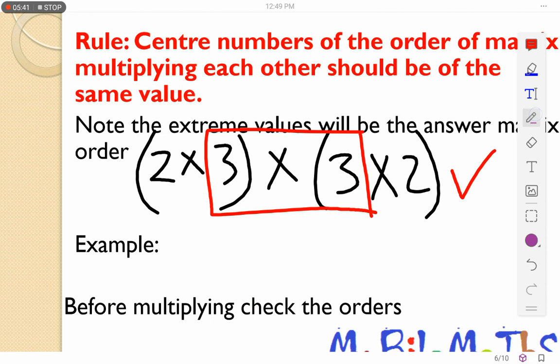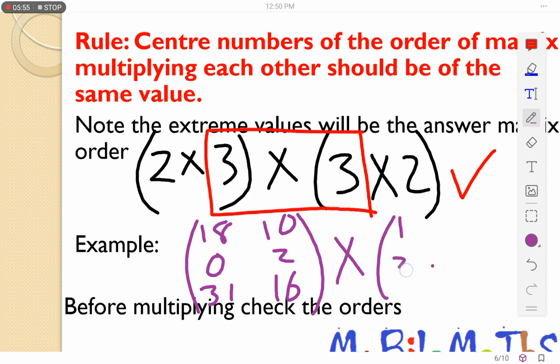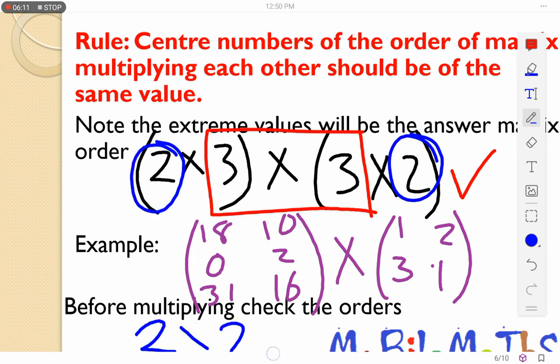An example is [18, 0, 31; 10, 2, 16] multiplying by [1, 3; 2, 1]. This is doable. Okay, so once we multiply that, what is our final answer? Normally, the final answer will be a 2 by 2 matrix. It's going to be a 2 by 2 matrix we get from those extreme ends there. That's the answer that we should get.